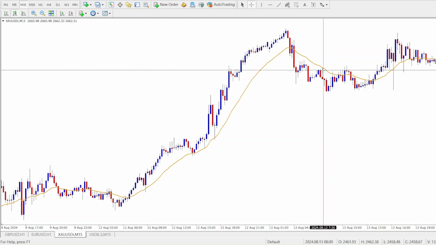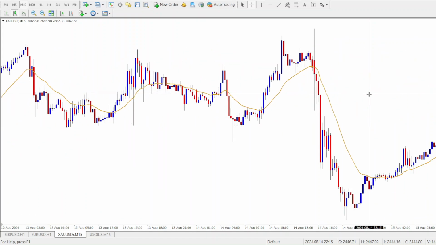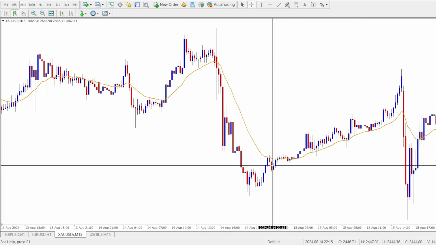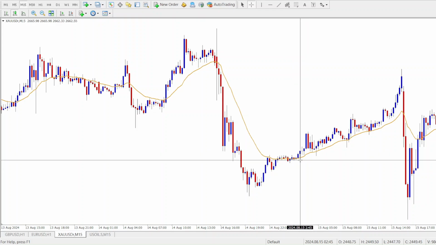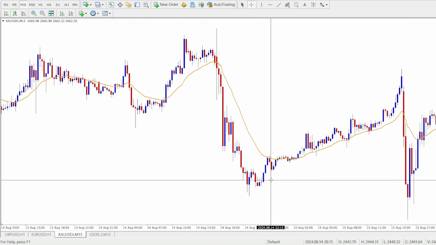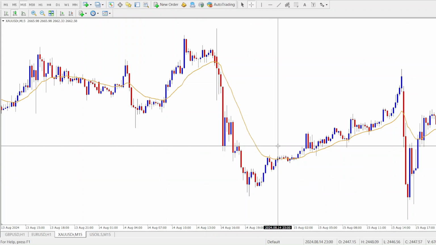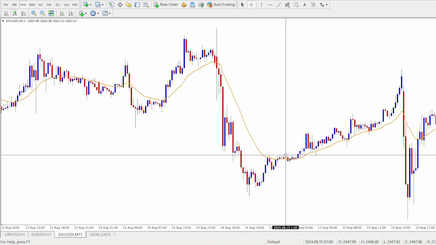Conversely, if the price breaks above the 21 MA after a downtrend, it may suggest a bullish reversal, just like what happened here. After a downtrend, we can see that the price broke above and rallied for a bit up to this point. So when the price crosses above the 21 MA after a bearish trend, it indicates a possible bullish reversal.